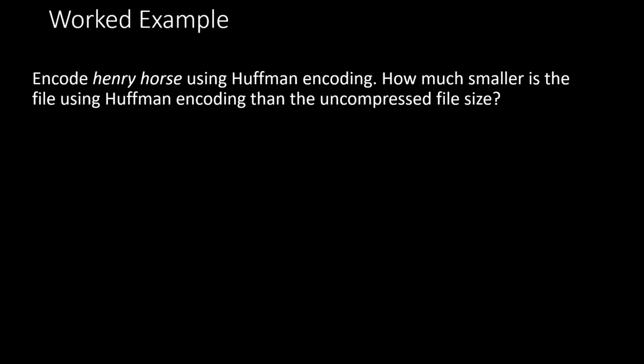We can compress strings using Huffman encoding. The principle of Huffman encoding is to have more frequently occurring letters represented by fewer bits and less frequently occurring letters represented by more bits, thereby maximizing the efficiency of the compression. In this situation, we are going to apply Huffman encoding to the string Henry Horse, and we're going to work out how much space is saved after we've applied Huffman encoding.